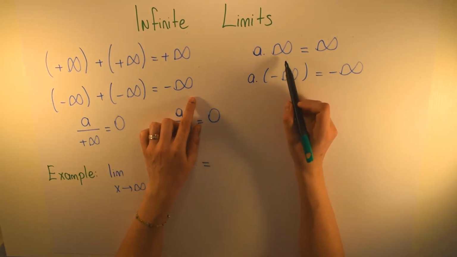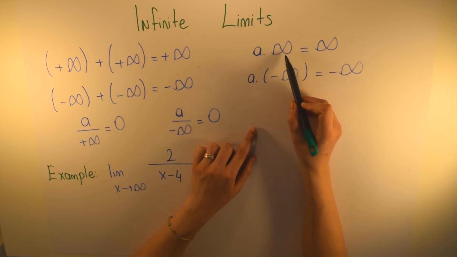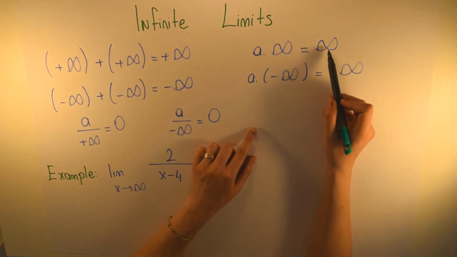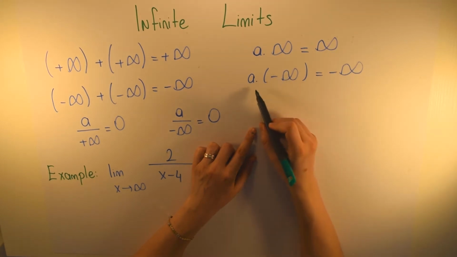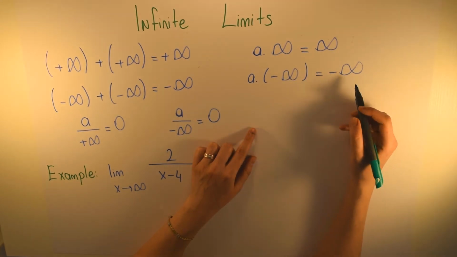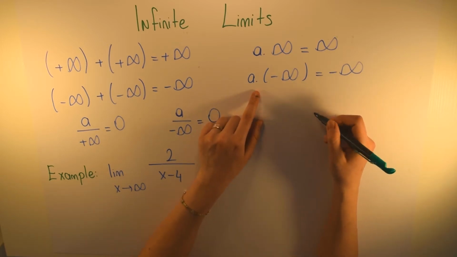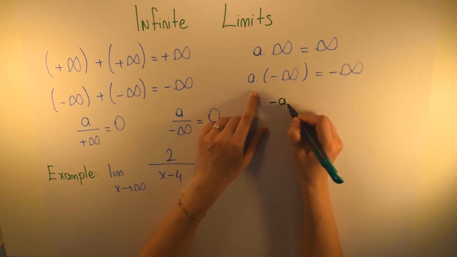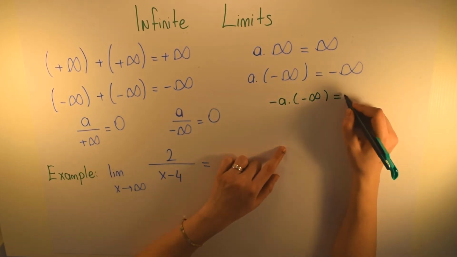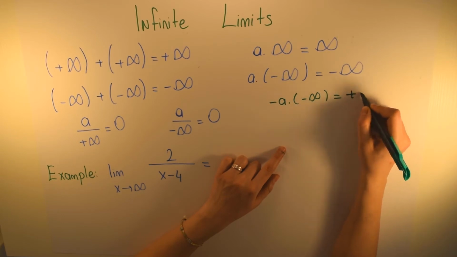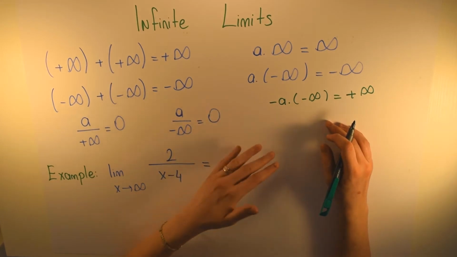When you multiply infinity with a constant, for example here a times positive infinity, this is equal to infinity. When you multiply negative infinity with a constant, it is equal to negative infinity. But in this case, if this would be like minus a times minus infinity, then we should say that this is equal to positive infinity. So you should be careful with the signs when you are dealing with infinities.